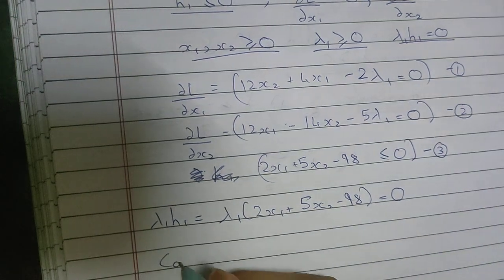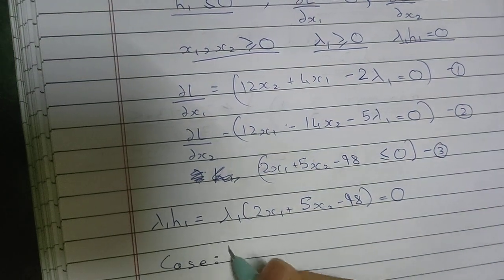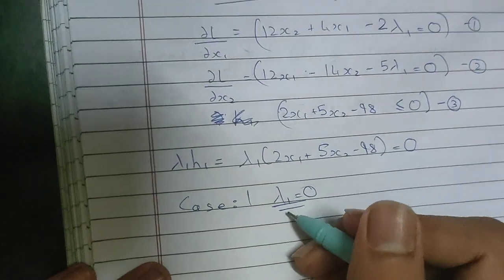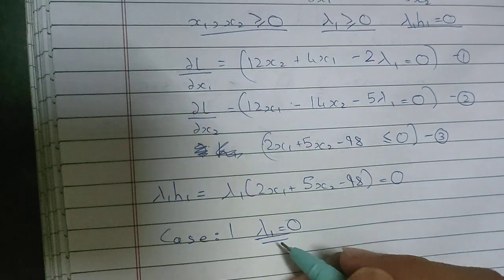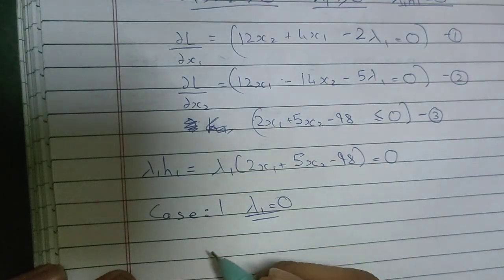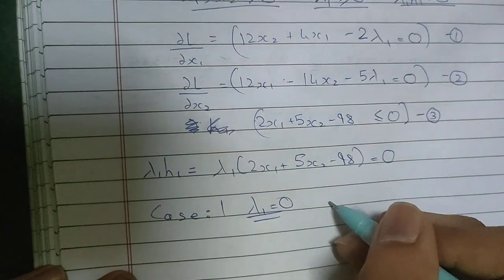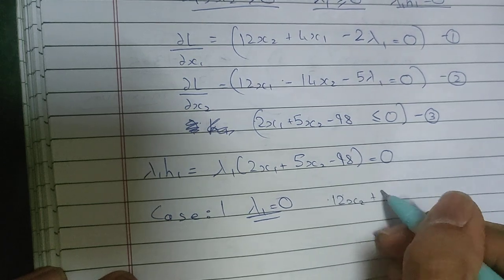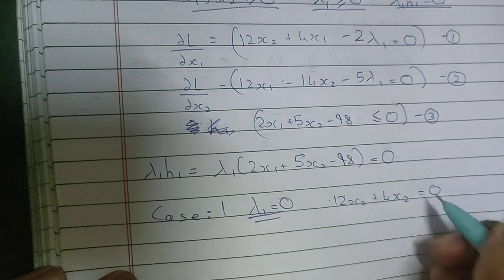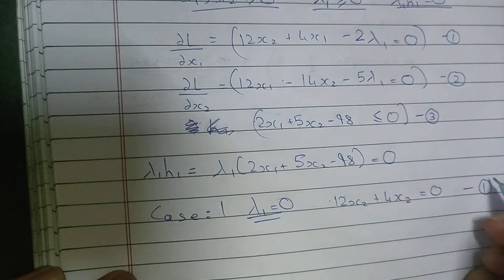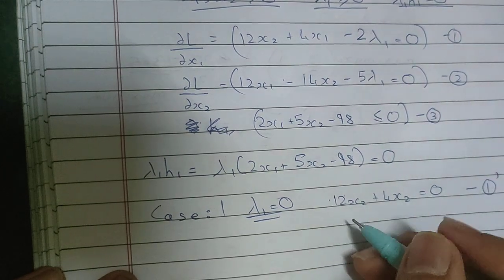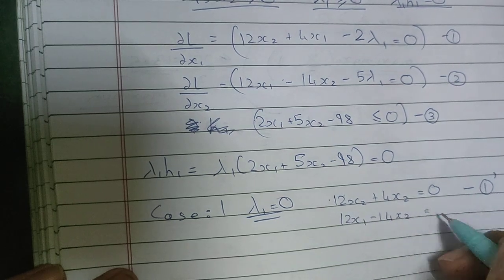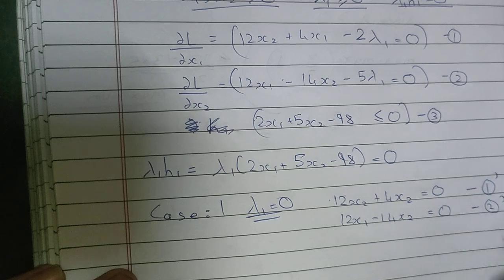Now we take case 1. In case 1 we assume lambda 1 equal to 0. On assuming lambda 1 equal to 0, we get two equations from 1 and 2. From 1 we get 12x2 plus 4x1 equal to 0. We'll call it 1 dash. And from 2 we get 12x1 minus 14x2 equal to 0. We'll call it 2 dash.